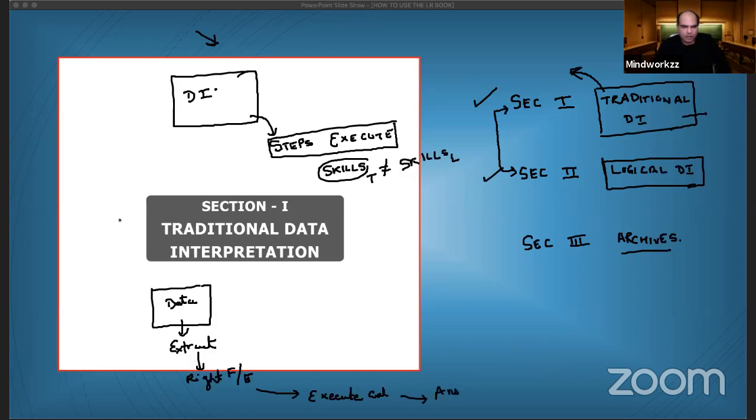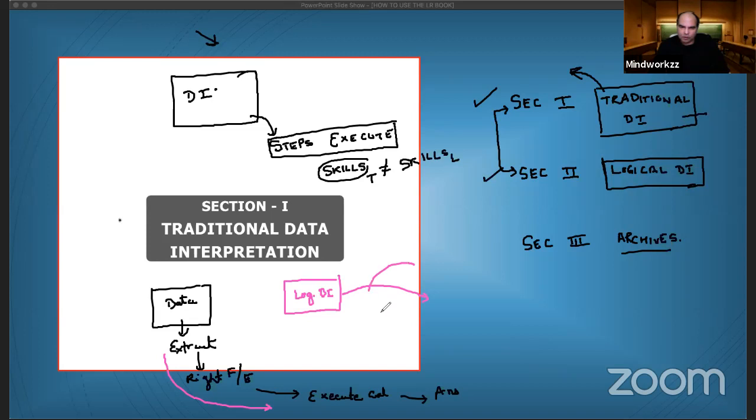But in a logical DI question, this is the flow of a traditional DI question. In a logical DI question, once you see the data, you see that there's a lot of twisting and turning of the data that you have to do. So there's a lot of internal thinking within the data.